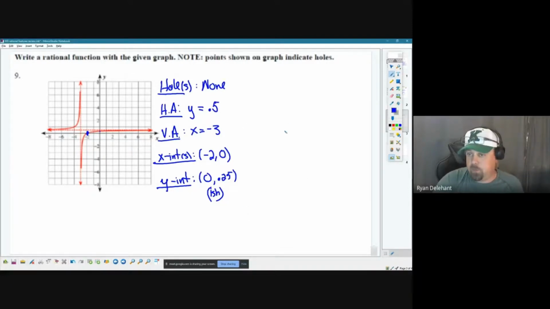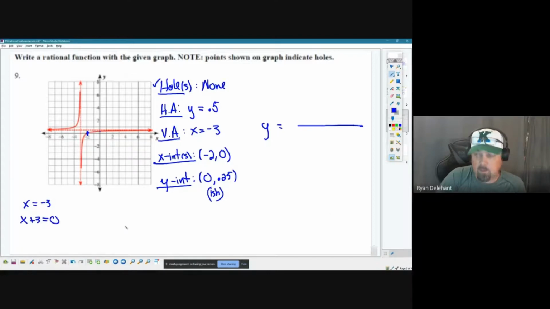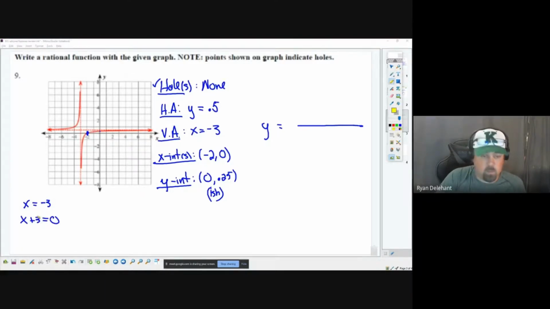So we still need to build our fraction just like we did before. We don't need to worry about factors that go on both the top and the bottom. We'll come back to this to check it. Our vertical asymptotes, that's our factor that goes on the bottom. So we need to go x equals -3 and solve that thing for 0. So that puts a plus over here. And that makes this one go on the bottom.